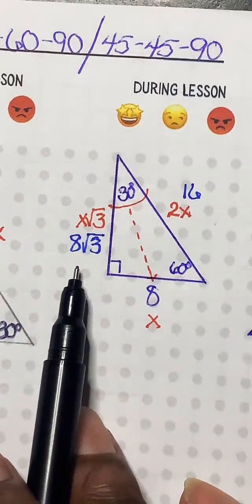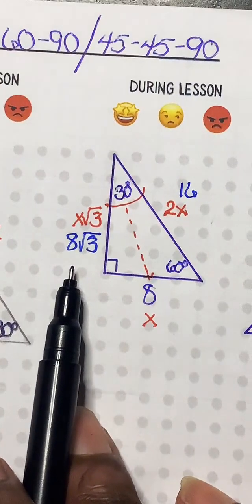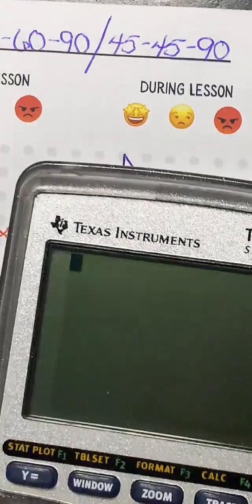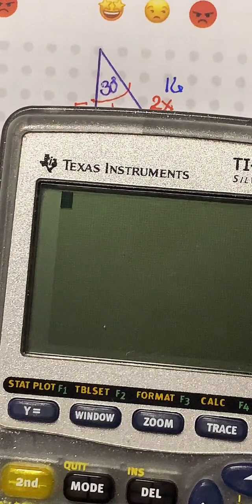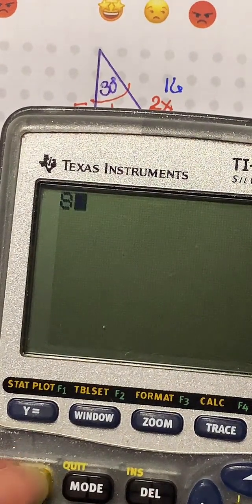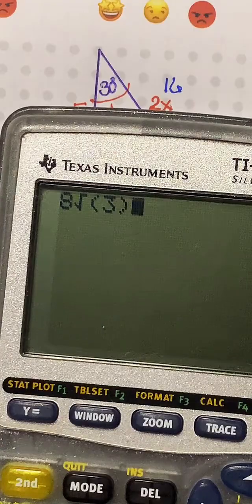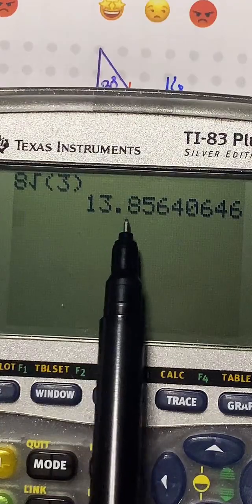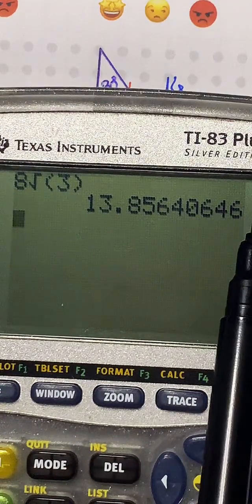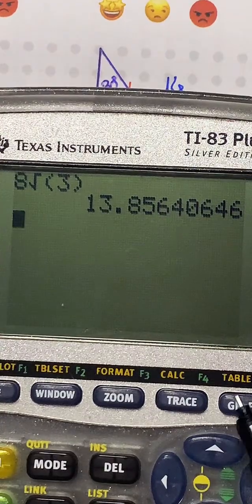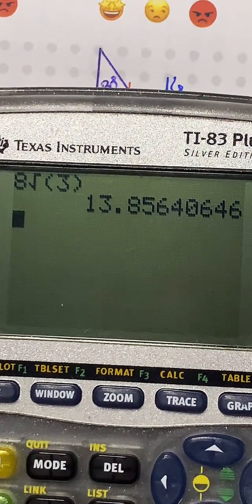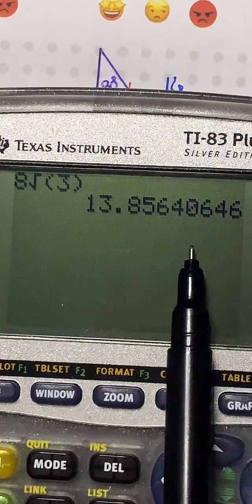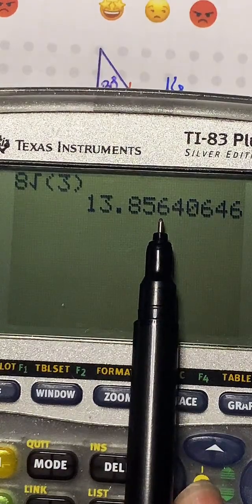Now, if your teacher wants it in decimal form for some reason, sure, then let's put it in decimal form. So, handy dandy calculator. Okay, so you have your 8 times the square root of 3. And then you can round it. So you have 13.856400646. Okay? Say they want it rounded to the 1,000th position. Gotta emphasize the TH. So what's in the 1,000th position is 6.